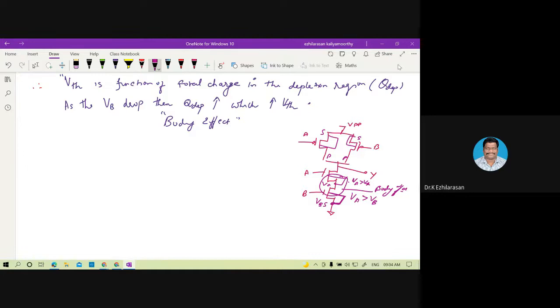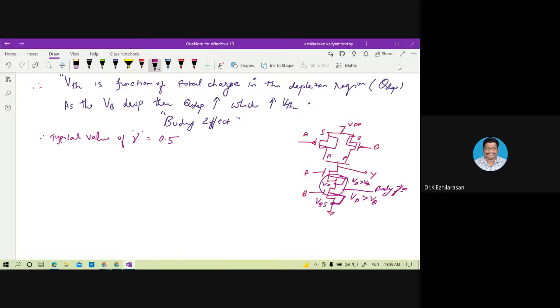Okay, we need to know one thing. What is the typical value of the body parameter? The typical value of the body parameter will be 0.5. It is a constant factor.